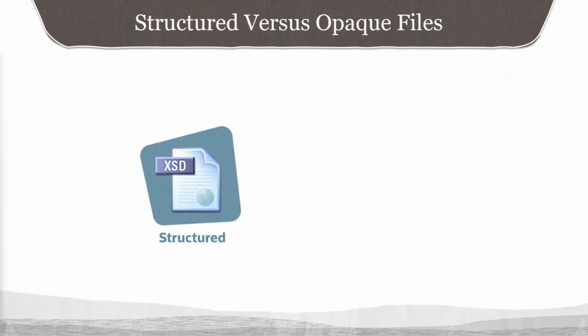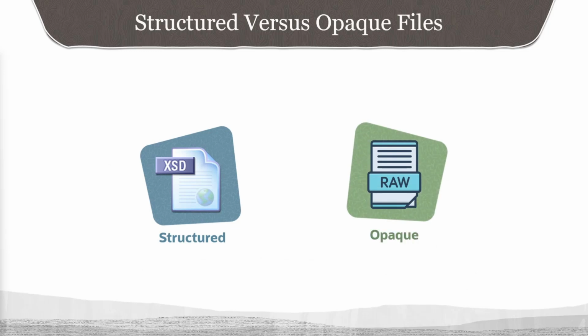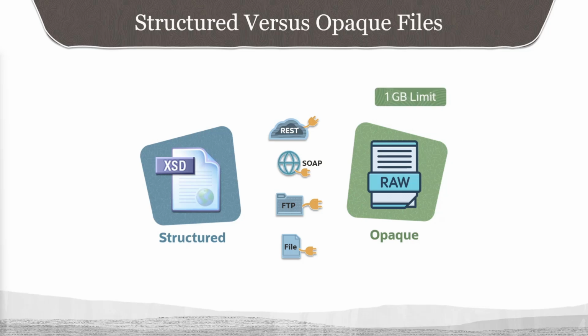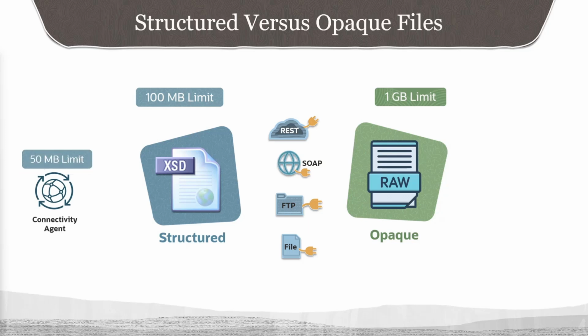And finally, throughout our documentation and in these trainings, we call out the difference between structured files as opposed to opaque files. The reason is that when sending or receiving files by way of the various adapters, there are limits and different behaviors. For opaque files, you can download or send files of up to 1 gigabyte in size. Structured files have a limit of 100 megabytes, or if the adapter is being used in conjunction with a connectivity agent, the limit is 50 megabytes.